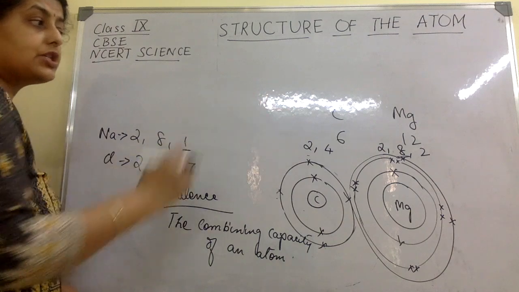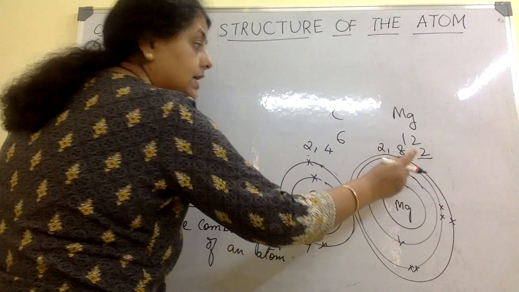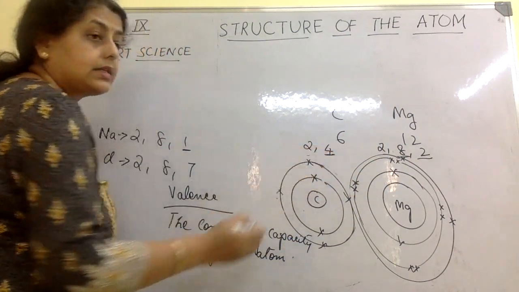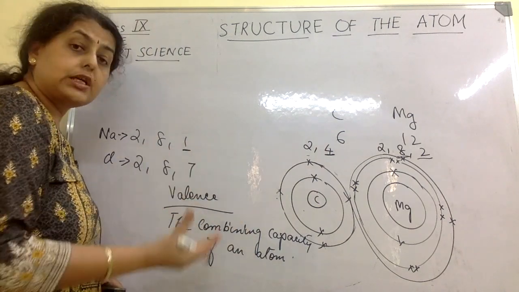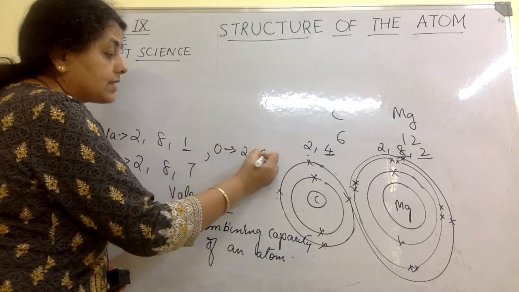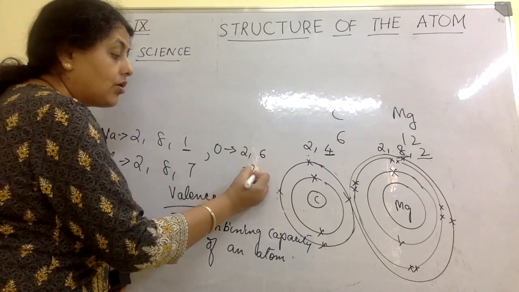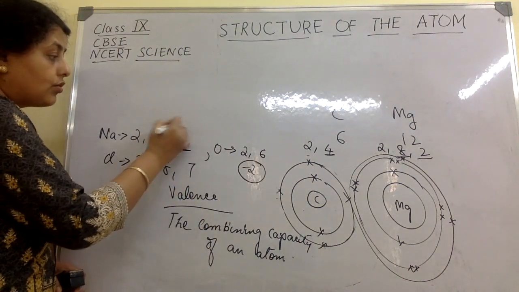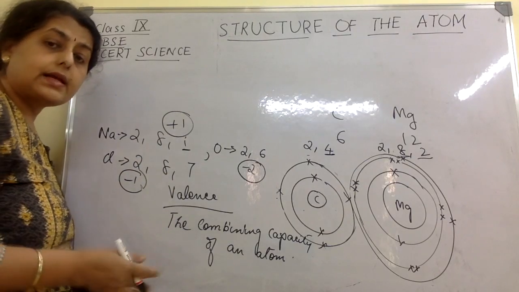If you talk about magnesium, magnesium has a valency of +2. Why? Because it wants to give this and come to its stable configuration. Here this one has a valency of 4 because it wants to take 4, okay, or it wants to share with 4, like that. Oxygen has 2 and 6, so it wants to take 2, so it has a combining capacity of a valency of -2. So all those who are taking is negative, all those who are giving is positive. So like that it happens.